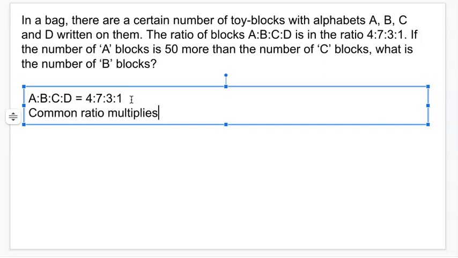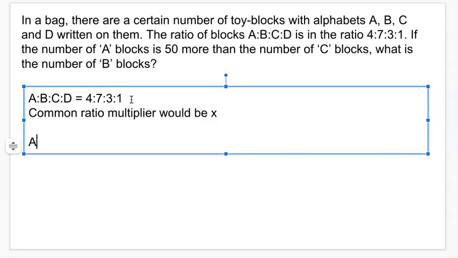So let's just make a variable or a letter, common ratio multiplier would be x. So A would equal 4 times x, which is just 4x. B would equal 7 times x, right? You're multiplying the number times that. C would equal 3 times x, and D would just equal 1x or x, doesn't matter.